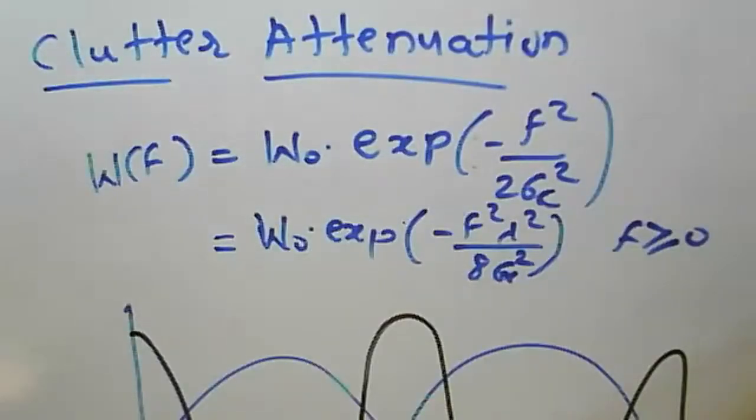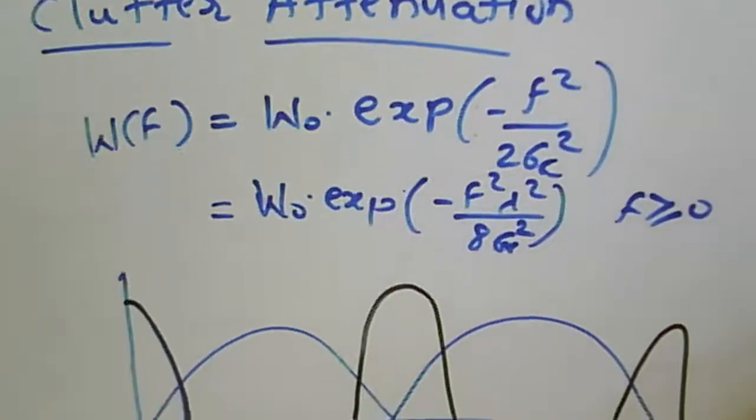Welcome to the Radar System course. We continue the discussion on clutter attenuation. We have learned earlier about the delay line canceller. One limitation of a delay line canceller is that it is not able to attenuate clutter from a finite spectrum. So to avoid this, we use a clutter attenuation technique.